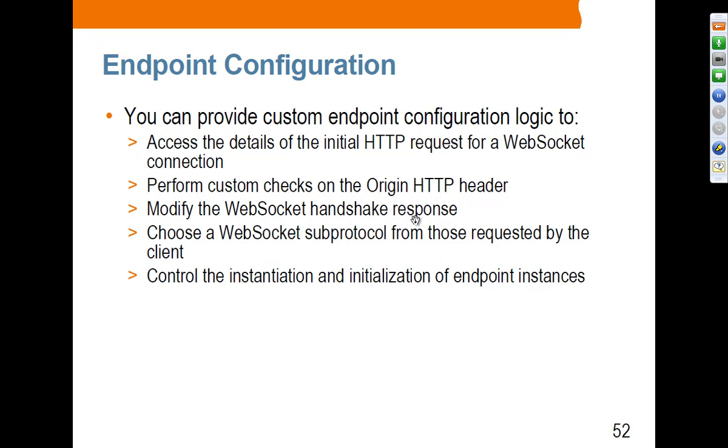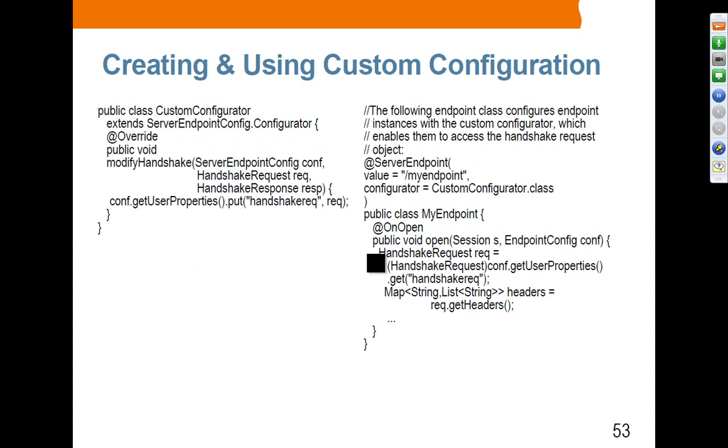Handshake response, and choose the WebSocket subprotocol from those requested by the client, and control instantiation and initialization of endpoint instances. So you can do a lot of customization on your endpoint. So let's see the things you can do over here.